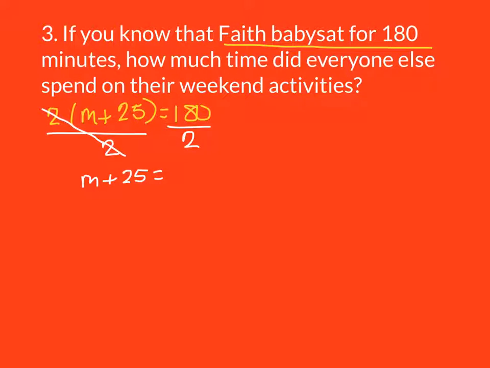So I've got 180 divided by 2, which is 90. Now I've got M plus 25. I know the opposite of plus 25 is minus 25 on both sides. Keep my seesaw even. These cancel out. I'm left over here with M equals 90 minus 25. 90 minus 20 is 70. Minus 5 is 65. So I know that M is 65.